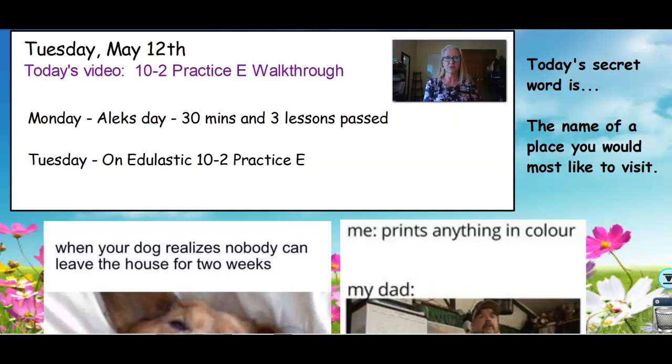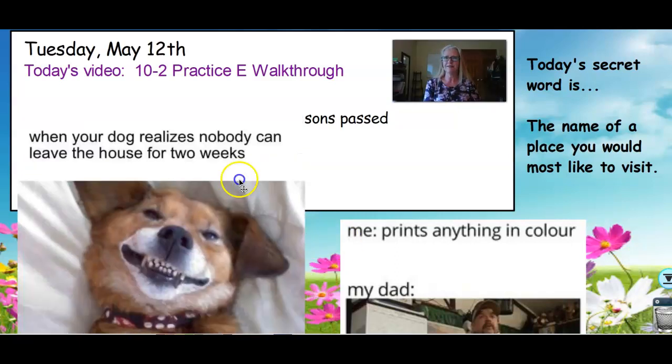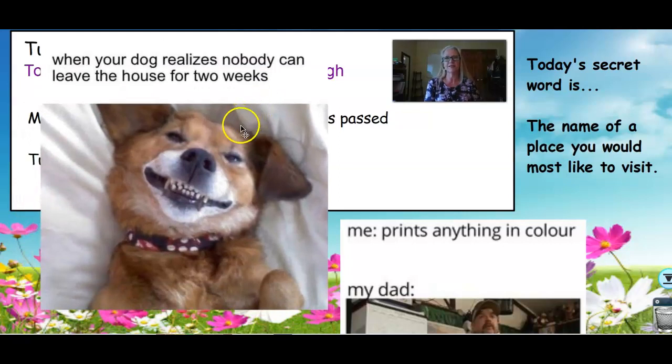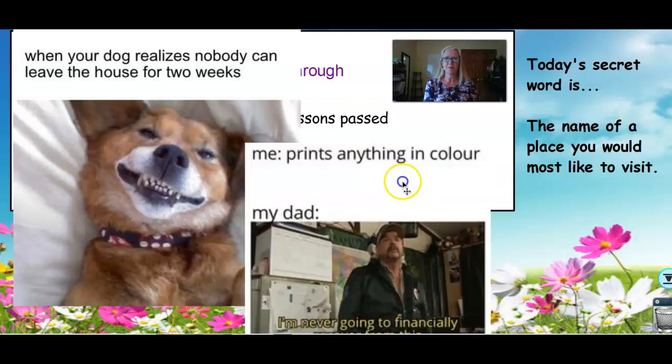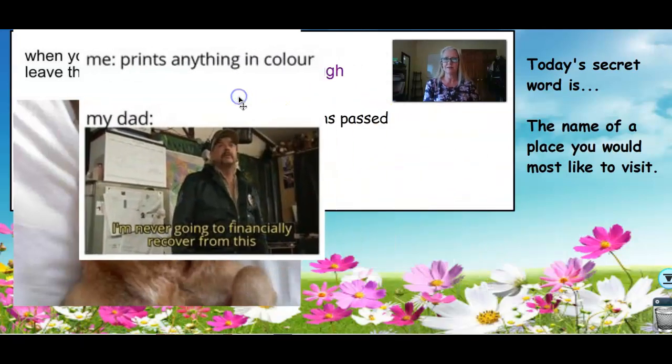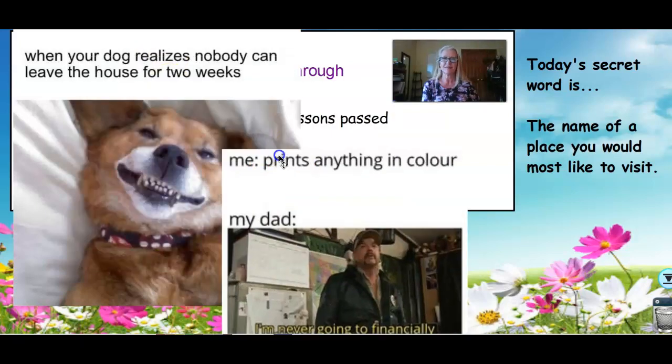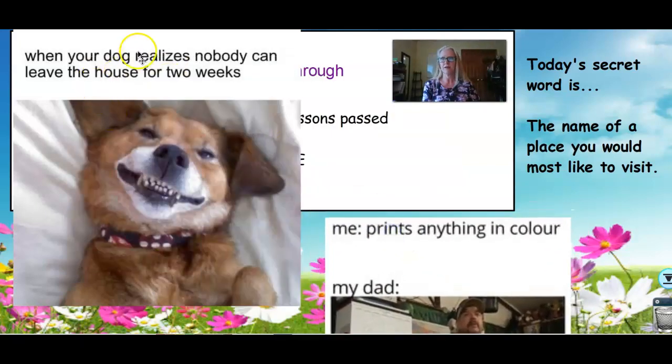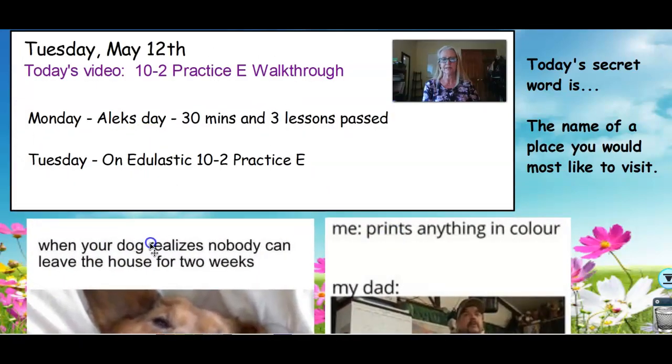I have a couple of Pinterest posts for you. When your dog realizes nobody can leave the house for 2 weeks. Dogs. And a little Tiger King. Me, Prince Anything in Color. My dad. I'm never going to financially recover from this. They always act like everything's so expensive. Colored ink. Well, sometimes kids abuse it though.